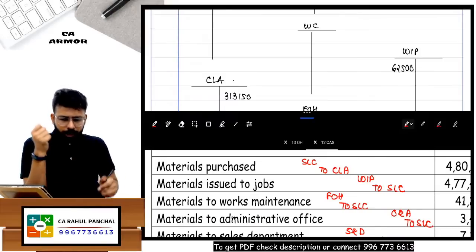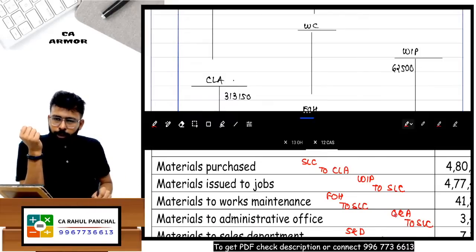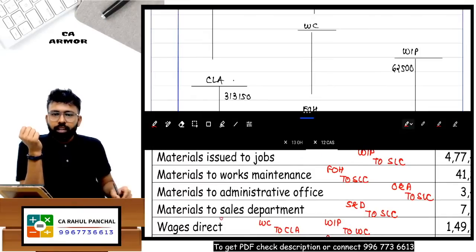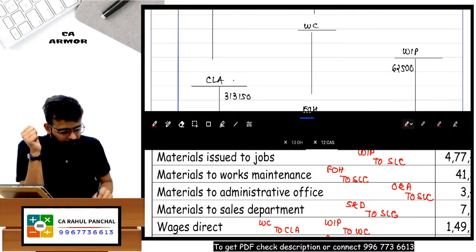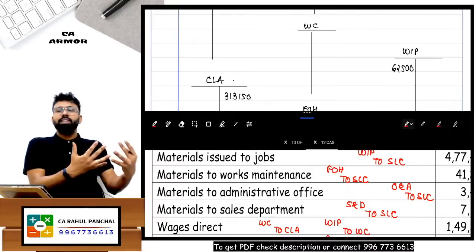Some accounting papers will be there. Material is going and it is for office purpose, so office and admin will be debited. Then material is issued to sales department. When you say sales department, again material is going, but it is issued to sales department. So debit will be selling and distribution.